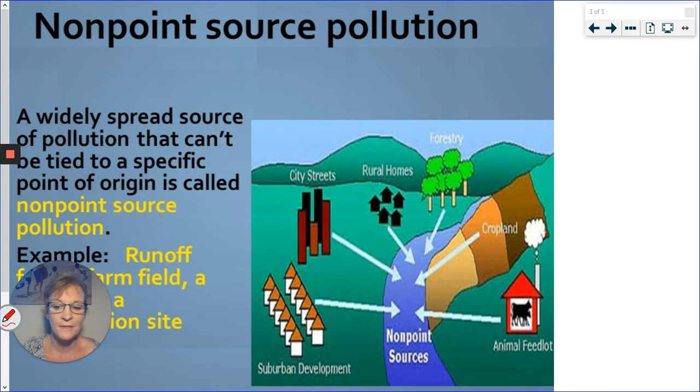So runoff is your best example of non-point source pollution. It can be urban runoff from streets and cars and things like that. It can be cropland runoff from farming. So that's the quick difference between point source and non-point source pollution.